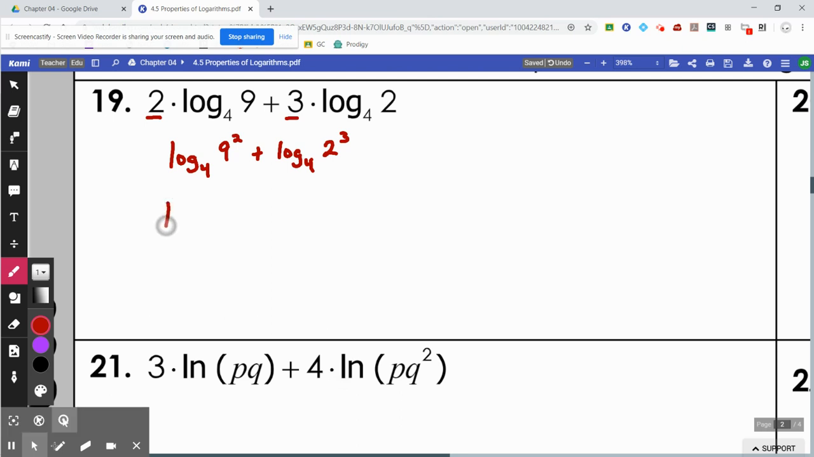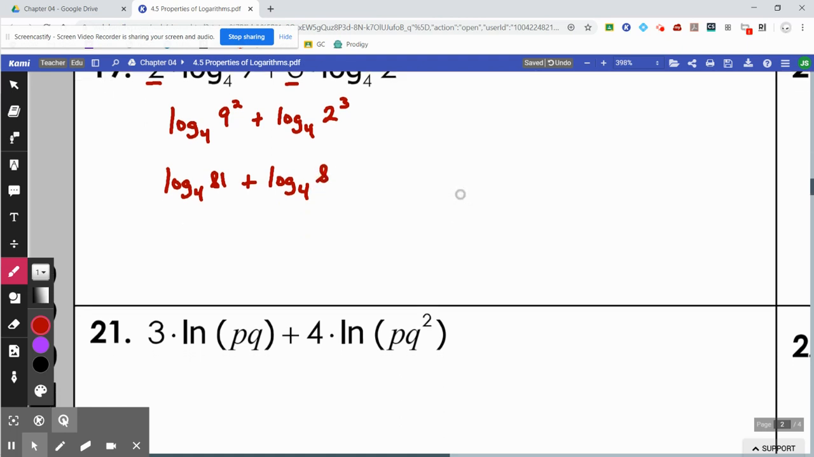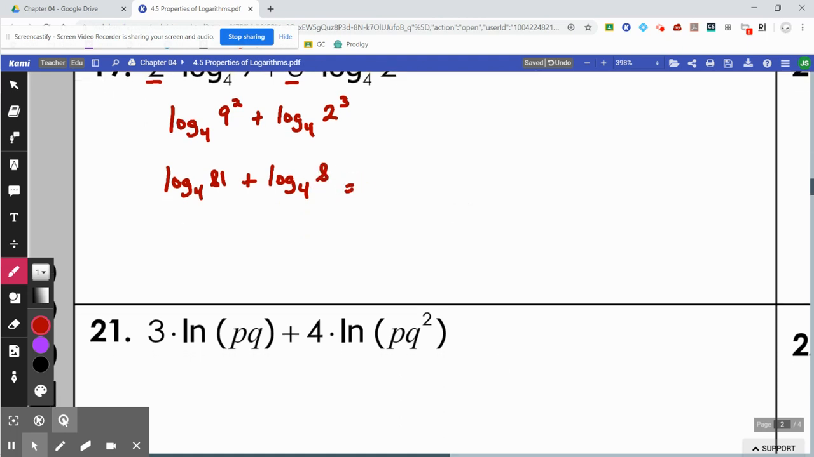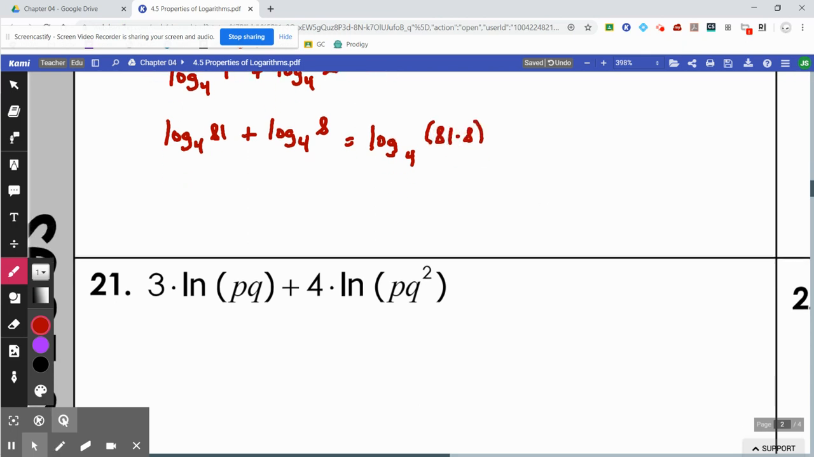We can clean that up. That'd be log base 4 of 81 plus log base 4 of 8. And again, anytime you have two logs being added, we can combine that into a single logarithm by using the product rule. This would be log base 4 of 81 times 8, which would be log base 4 of 648.